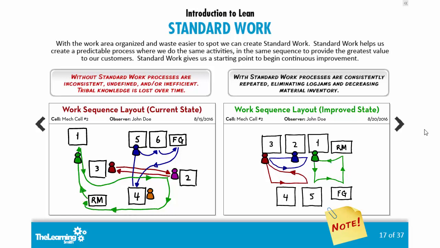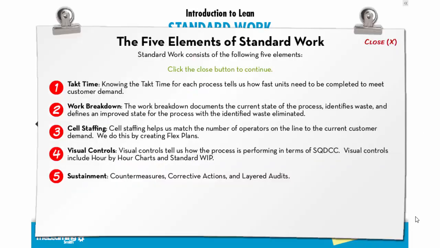Without standard work, processes are inconsistent, undefined, and/or inefficient. Tribal knowledge is lost over time. With standard work, processes are consistently repeated, eliminating logjams and decreasing material inventory. Standard work consists of the following 5 elements: takt time, work breakdown, self-staffing, visual controls, and sustainment.